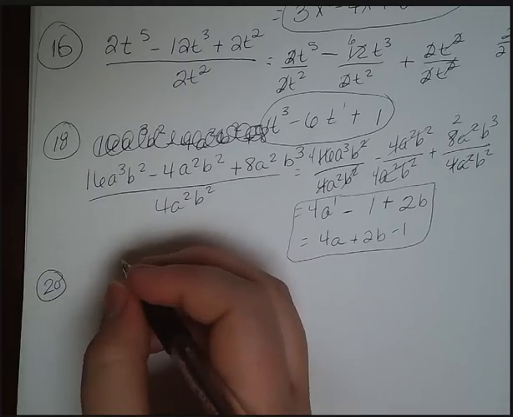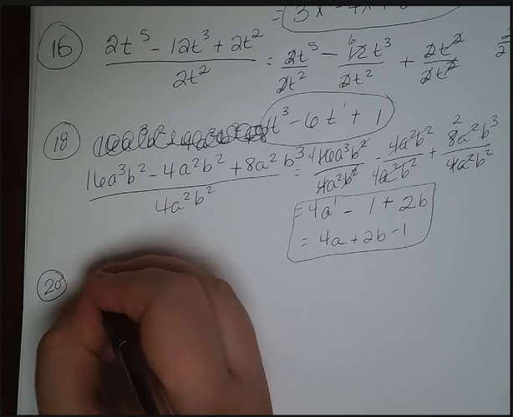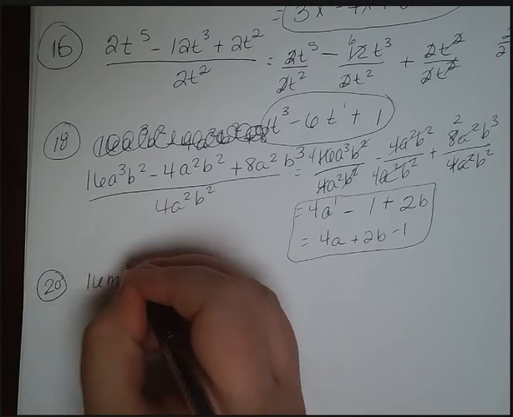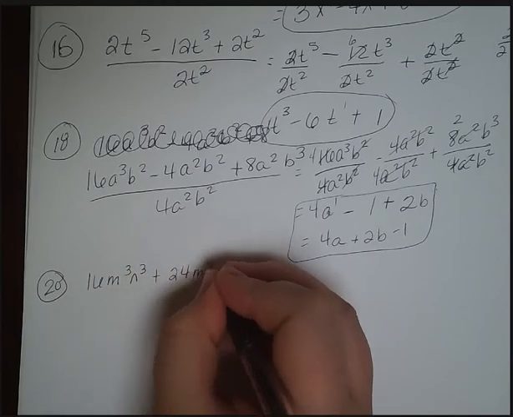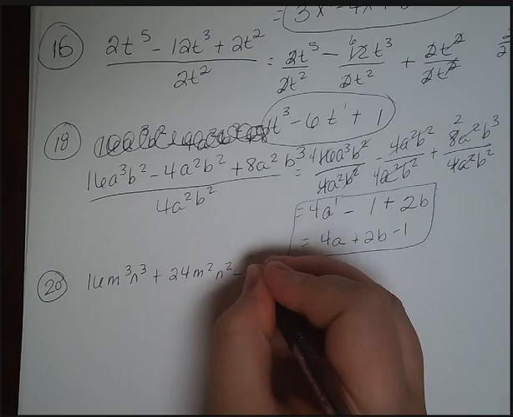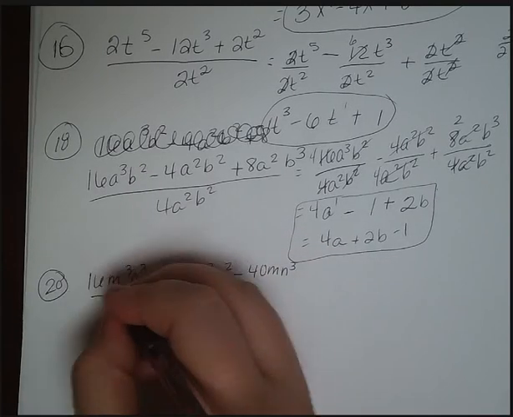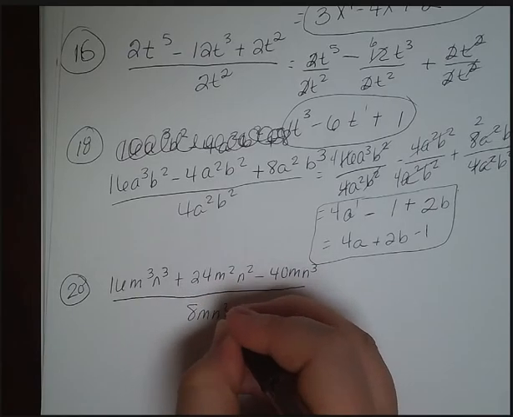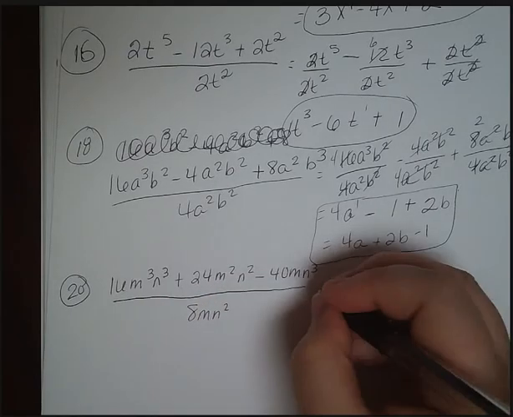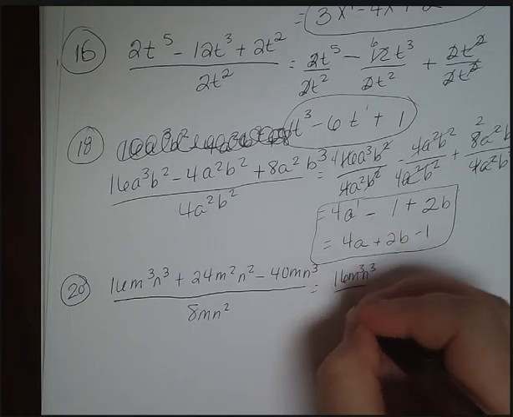Number 20, we have 16m to the third n to the third plus 24m squared n squared minus 40mn cubed, all over 8mn squared. So we're going to go ahead and write all of this over that same denominator.